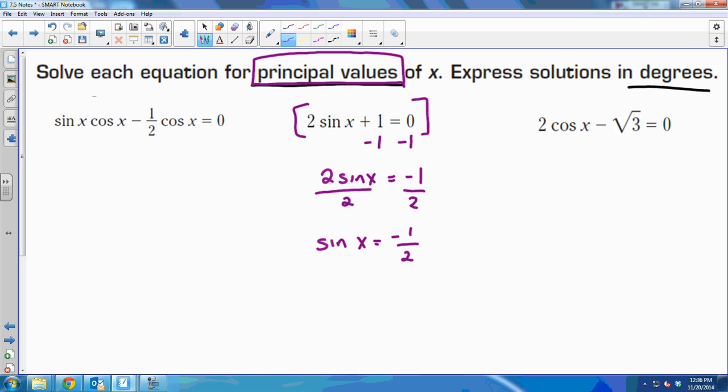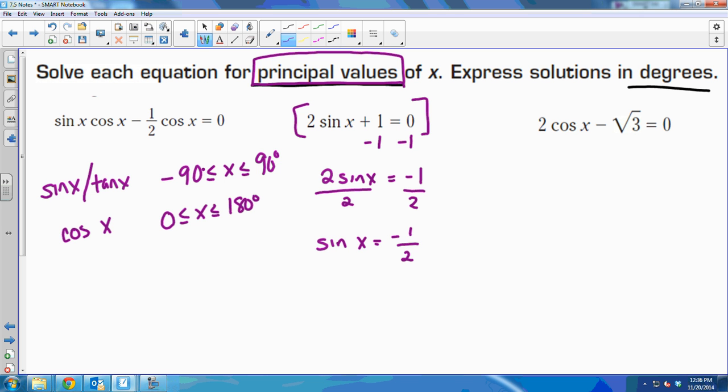We've talked about principal values once before, back in Unit 2, when we did capital S, capital C, capital T: sine, cosine, tangent. The principal values for sine and for tangent are from negative 90 to 90. The principal values for cosine are from 0 to 180. So principal values is just limiting your answers a little more than yesterday. Yesterday it had to be on the unit circle. Now it has to be in specific quadrants. You will have to know the principal values.